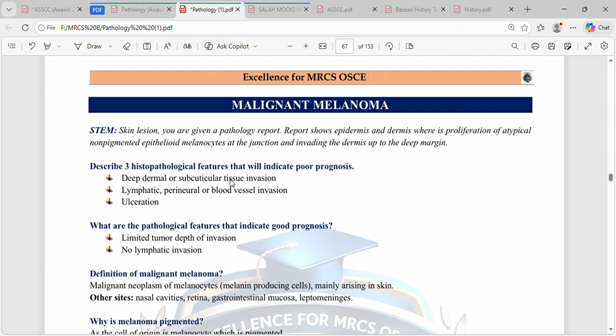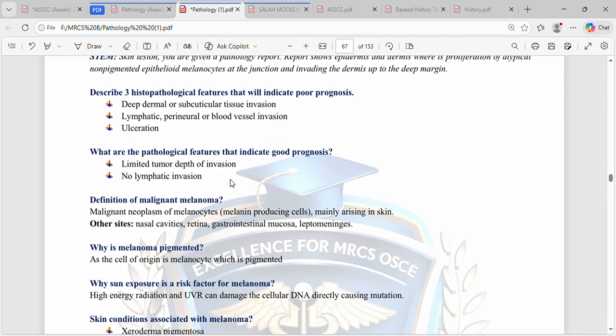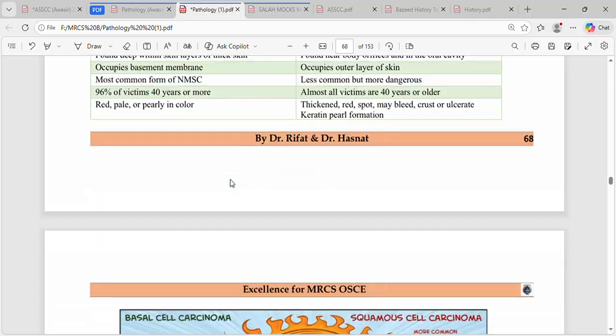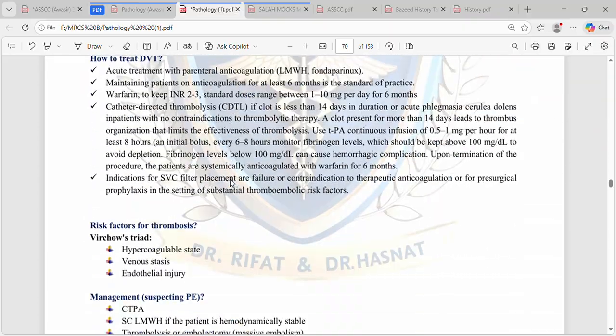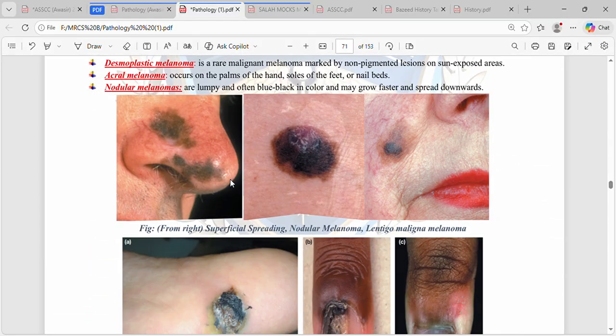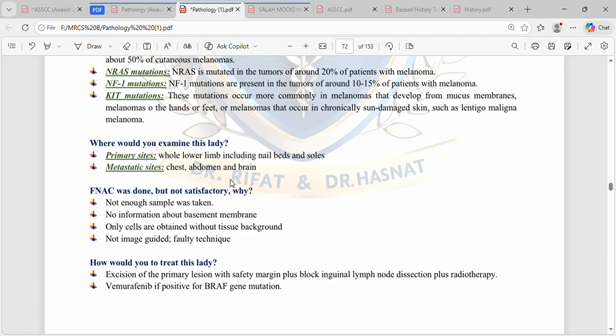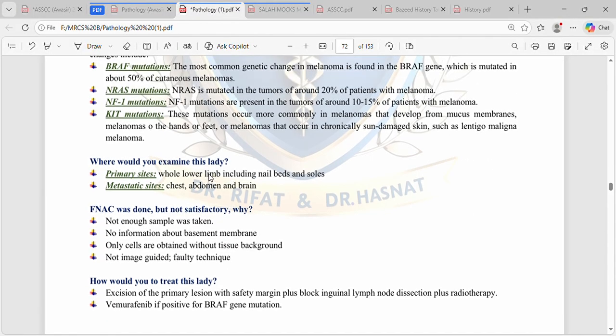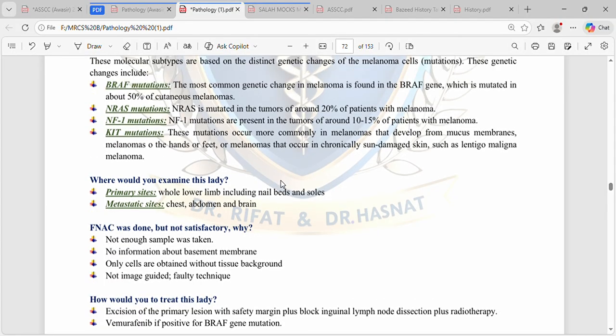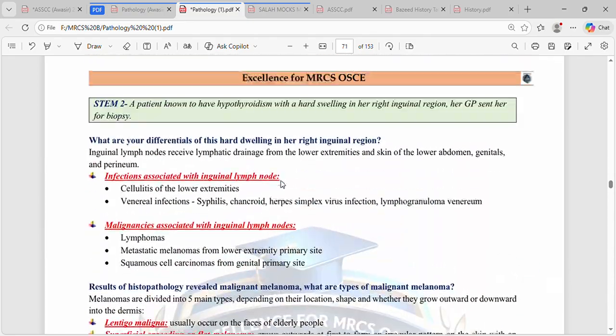Okay, so if you look at the skin lesion, you are given a pathology report. The report shows epidermis and dermis, so that is proliferation of atypical non-pigmented epithelial melanocytes at the junction of the nevus. Okay, so they haven't mentioned the site of the body at which the skin lesion is. So remember always that you have to assess the primary sites of the whole lower limb if it's at the lower limb or inguinal. Okay, so the scenario for this question is this one.